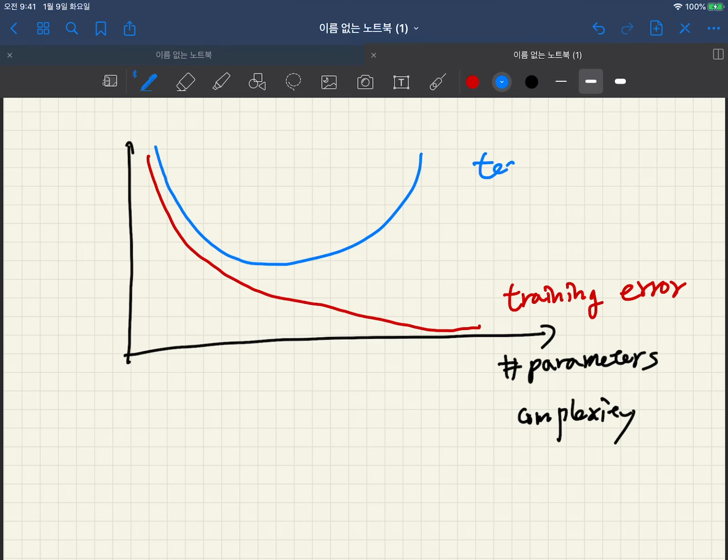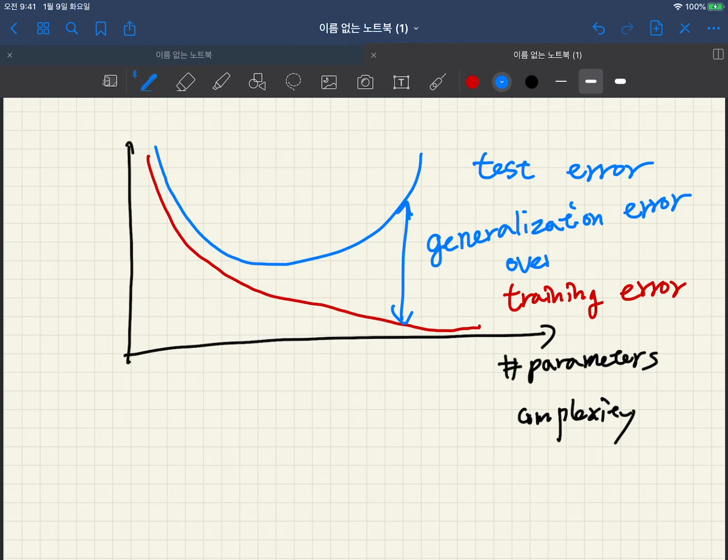Usually the test error has some U shape, and this gap is called generalization error, or overfitting. This is a very important concept for machine learning. We have to design an algorithm so that we can escape from overfitting.